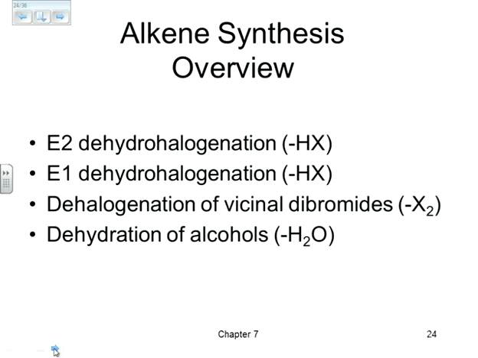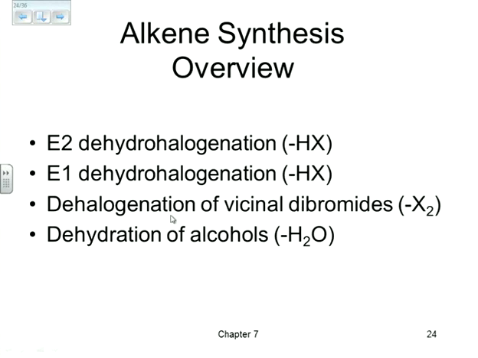Okay, synthesis overview. We've learned how to make these double bonds basically through E1 and E2. Elimination always makes a double bond. So now we're going to look a little bit more in depth into E1 and E2. Here, for E2, we're going to look at dehydrohalogenation. D meaning it's getting rid of. Hydro means hydrogen, and halogenation means also a halogen. So I'm getting rid of a hydrogen and a halogen. And then E1 also has a dehydrohalogenation. And there's also a dehalogenation of vicinal dibromides.